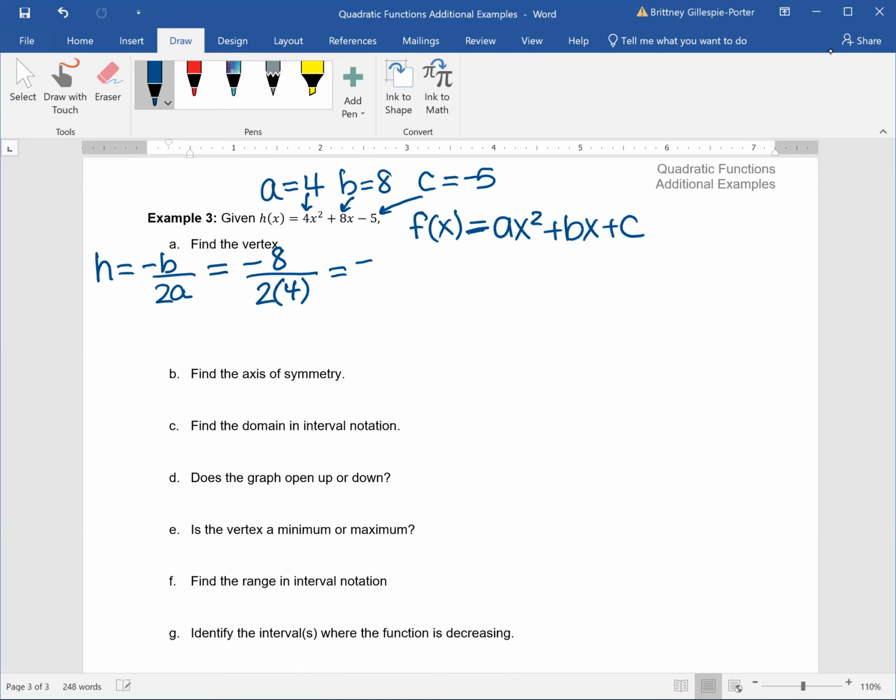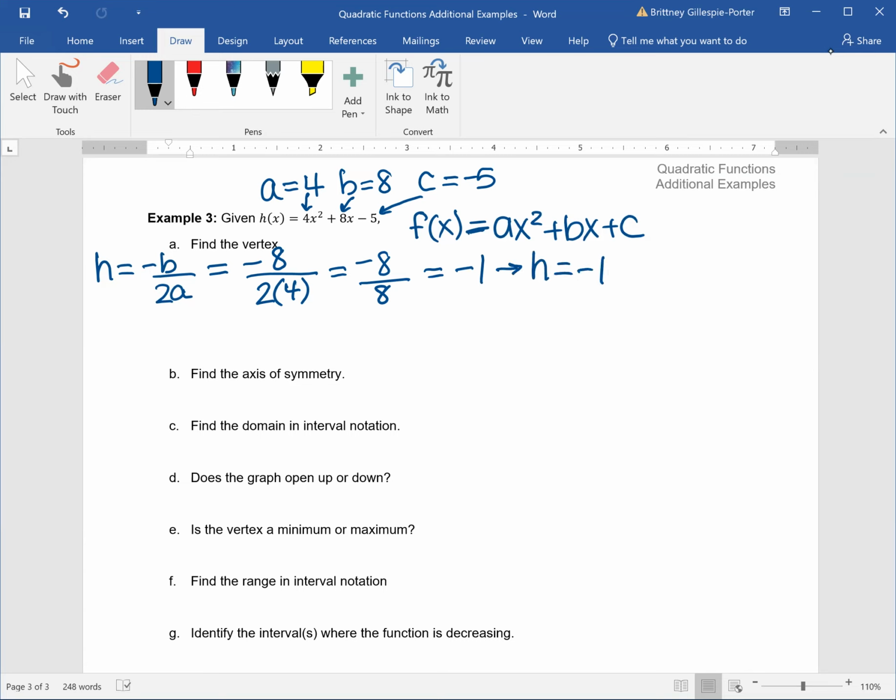Watch how you plug this into your calculator. If you wind up getting negative 16, it's because you multiplied by 4 instead of dividing by 4. And we find out that h is equal to negative 1.